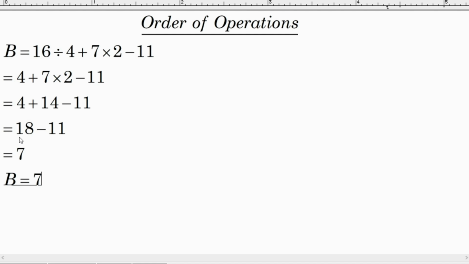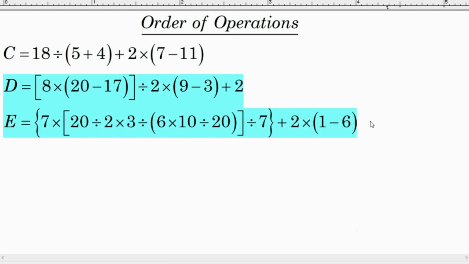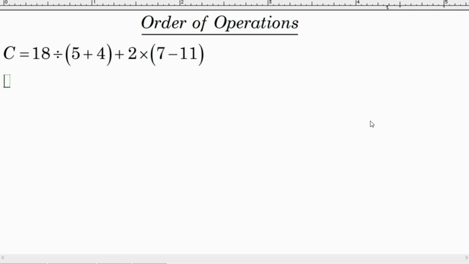Next we have to solve question C. Now I'm going to delete question B. So we have question C here, and D and E. Now let me delete these two questions so we have more space to write the answer for C. Before I start solving this question, let's check what we have to do first and what comes next.